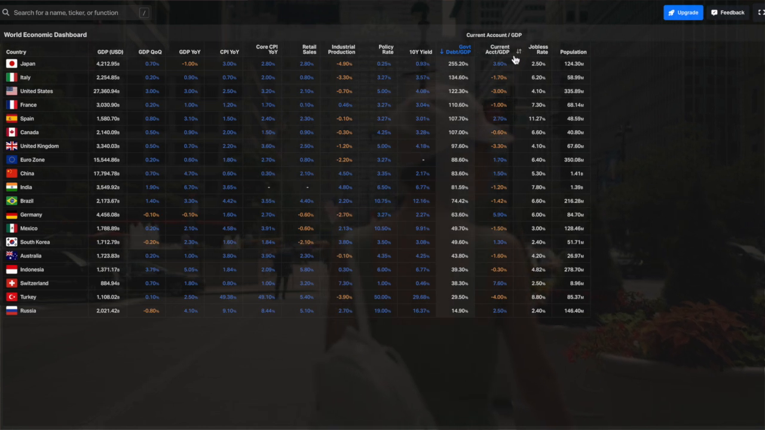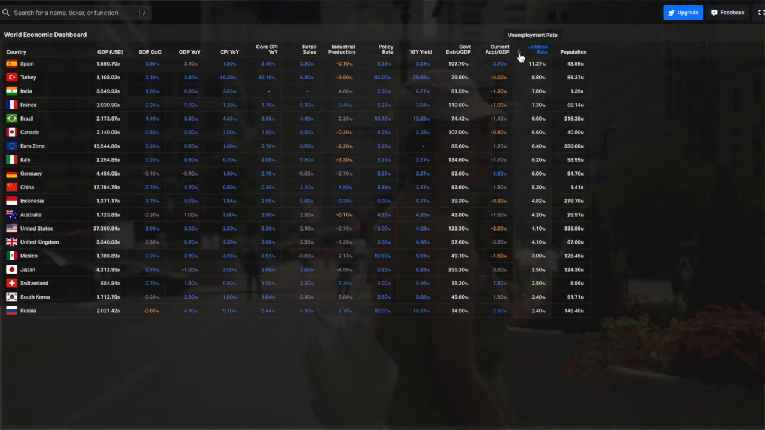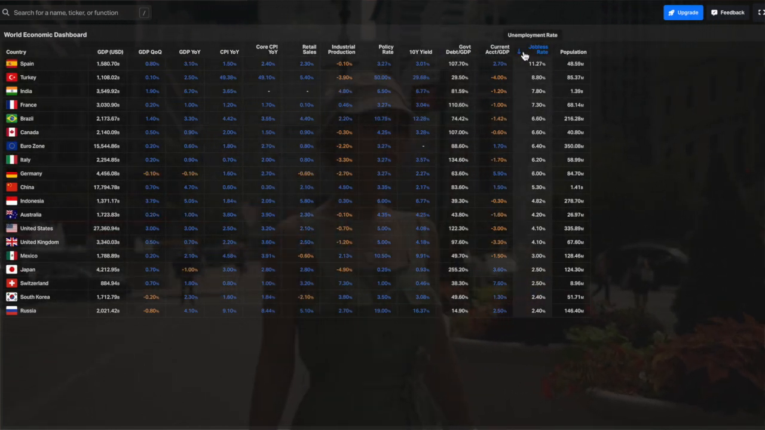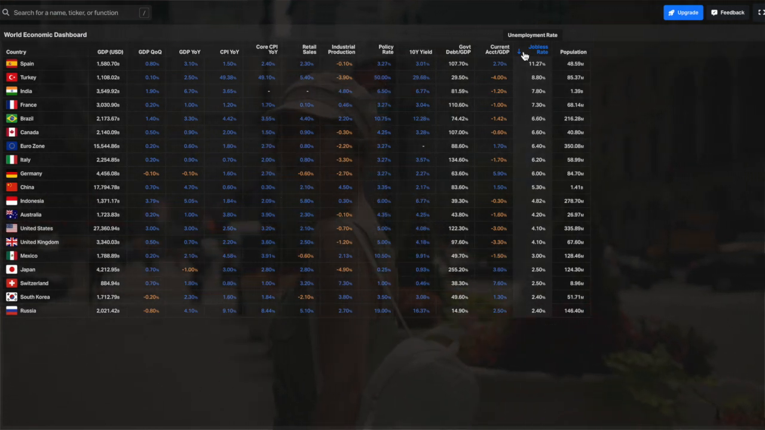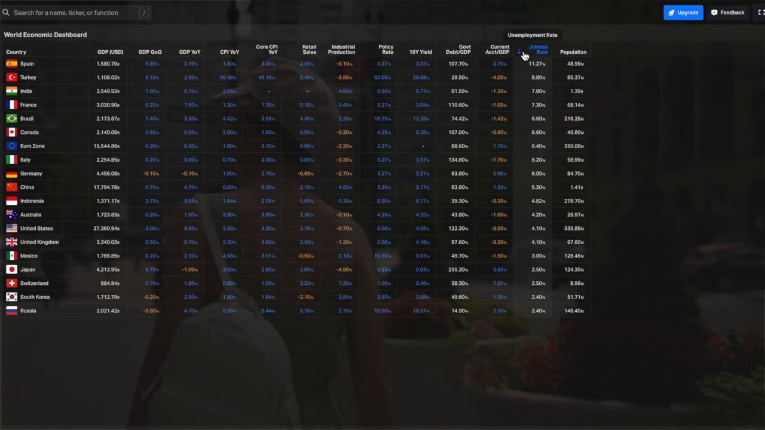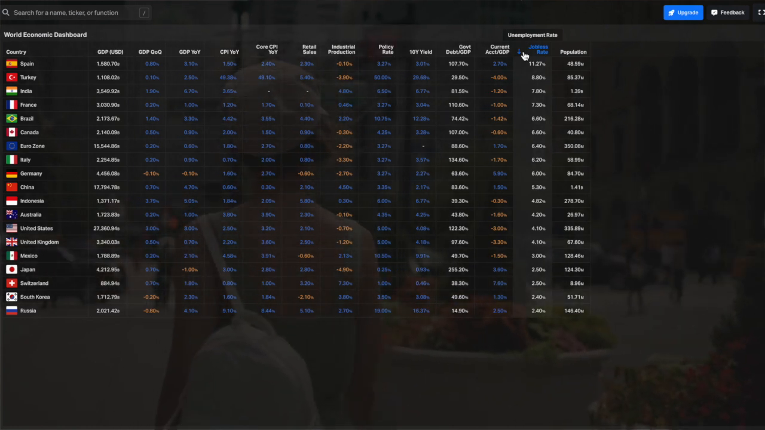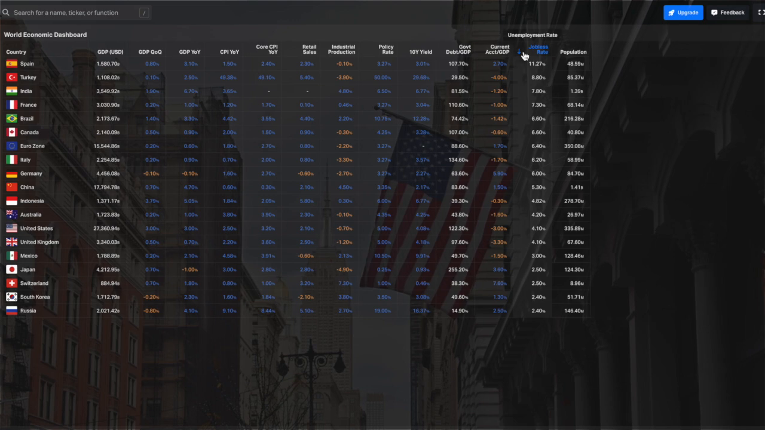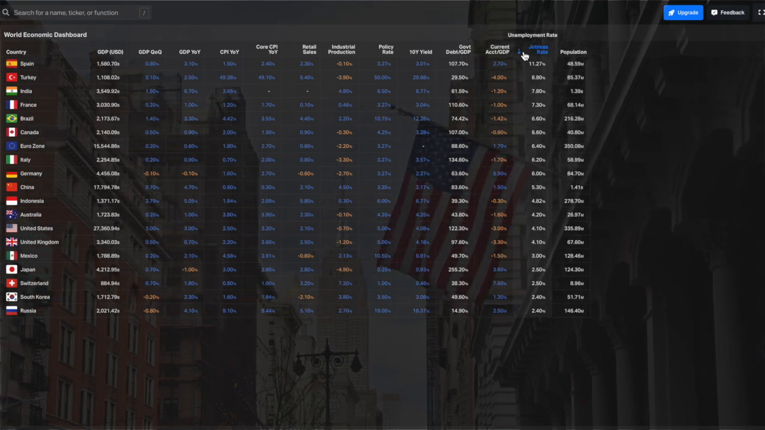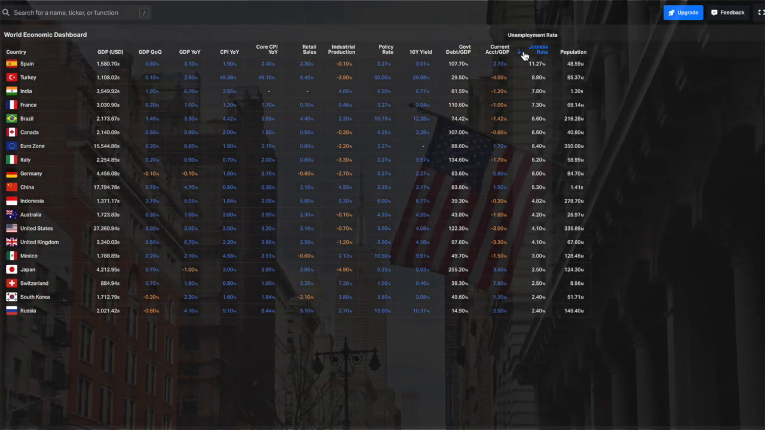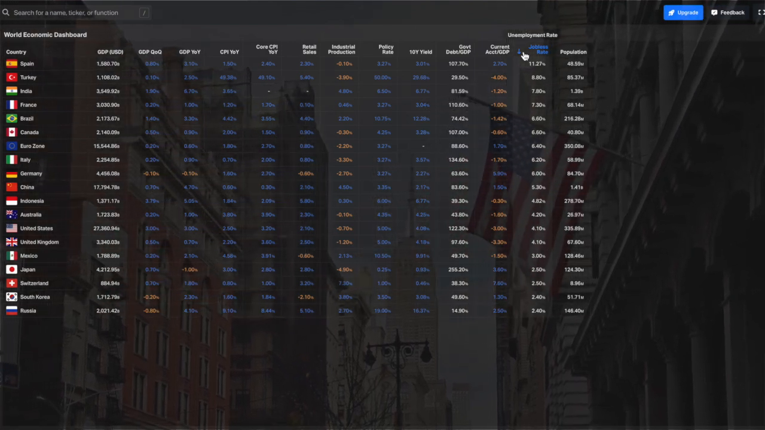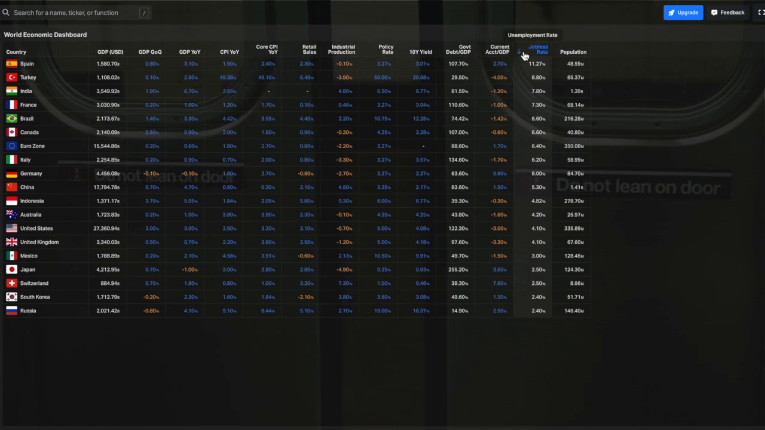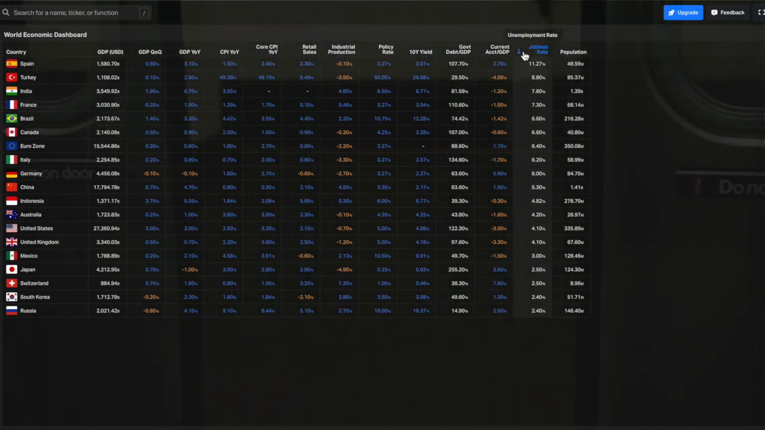We also have the current account to GDP. We have the jobless rate, a bit of an overhyped metric, if you ask me. If you turn on the business news, it's all about the unemployment rate, etc. That's all they talk about all day, every day. Yeah, it's kind of relevant, but I think it's a bit overhyped in terms of macro. But you can access this number here.